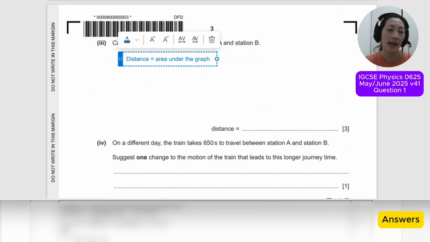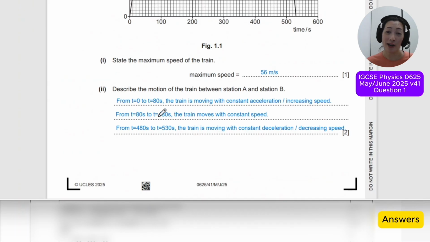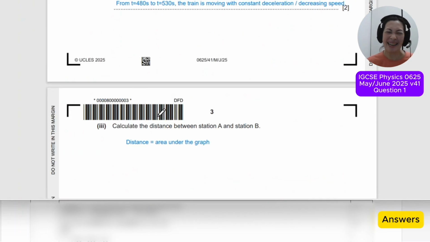So to get the mark, as long as you show that the distance can be calculated based on the area under this speed-time graph, you can get 1 mark. Whether you use the area for a parallelogram or triangle plus rectangle plus triangle, you're still going to get 1 mark for the working. Because I have already worked out the time, I'm just going to use a triangle, rectangle, triangle method because I'm a little bit lazy that way.